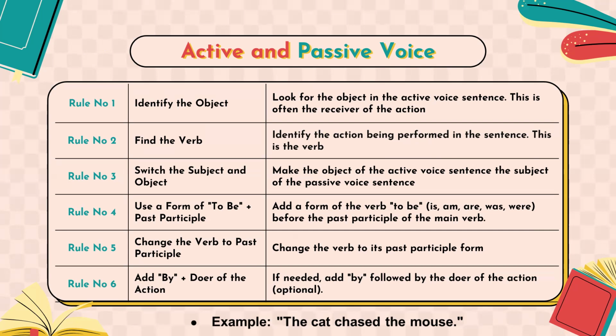Rule number six, add by plus the doer of the action. If needed, add by followed by the doer of the action. Here goes the answer for: the cat chased the mouse.